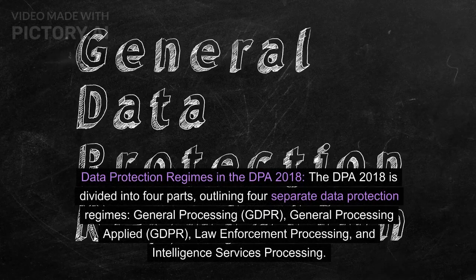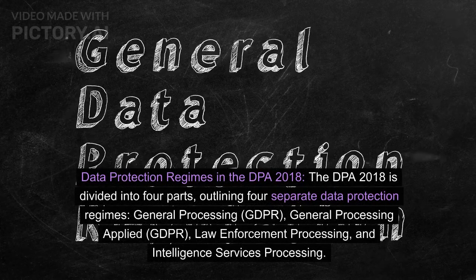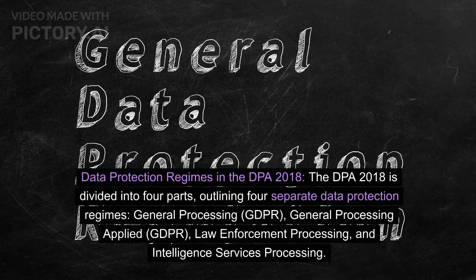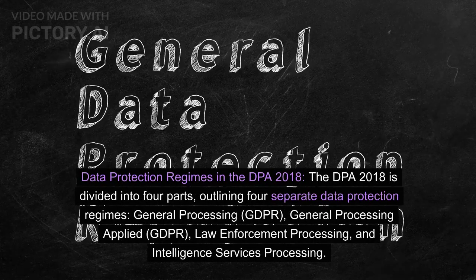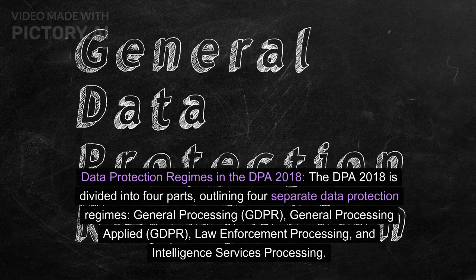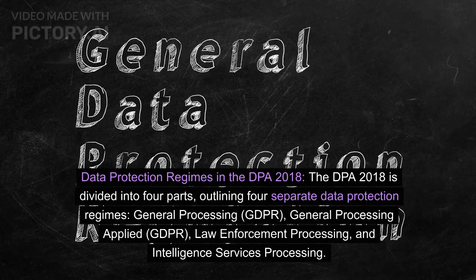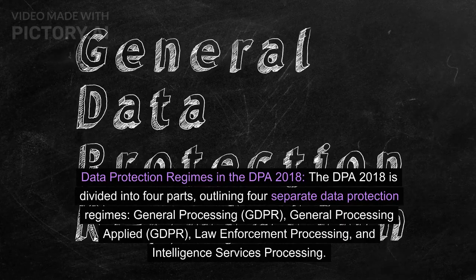Data protection regimes in the DPA 2018. The DPA 2018 is divided into 4 parts, outlining 4 separate data protection regimes: General Processing, GDPR, General Processing Applied, GDPR, Law Enforcement Processing, and Intelligence Services Processing.